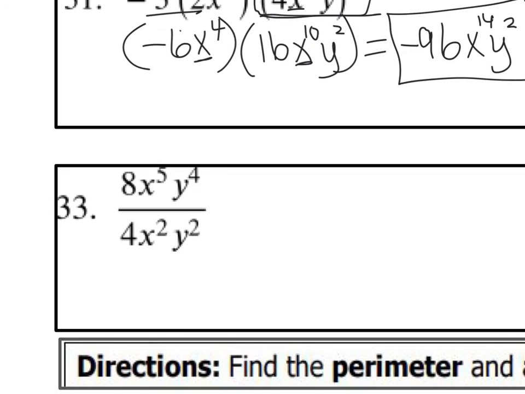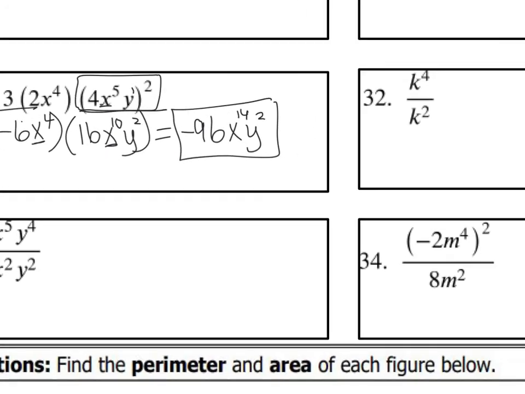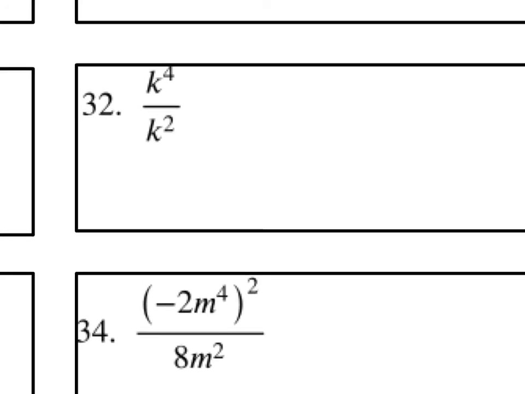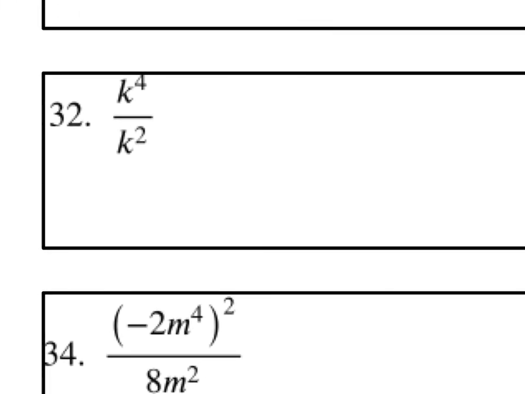We jump down to 30. Well, let's do this one, 32. Dividing. The rule is to subtract. Subtract the little exponent from the big exponent.